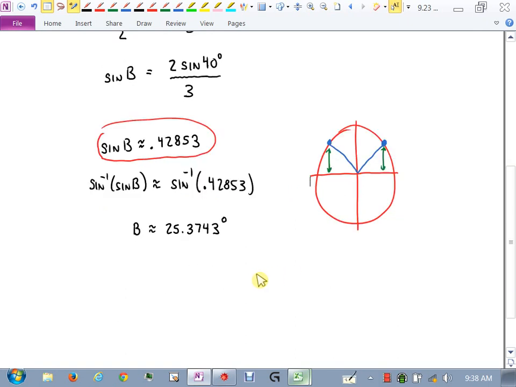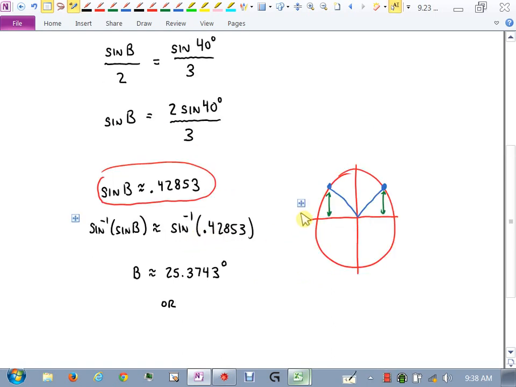So what could the other angle possibly be? It would be 180 minus, because now we're in degrees, right? So wouldn't this angle here be a half rotation, which would have been 180 degrees, but then take away the 25.3743. Do you understand that? Questions?